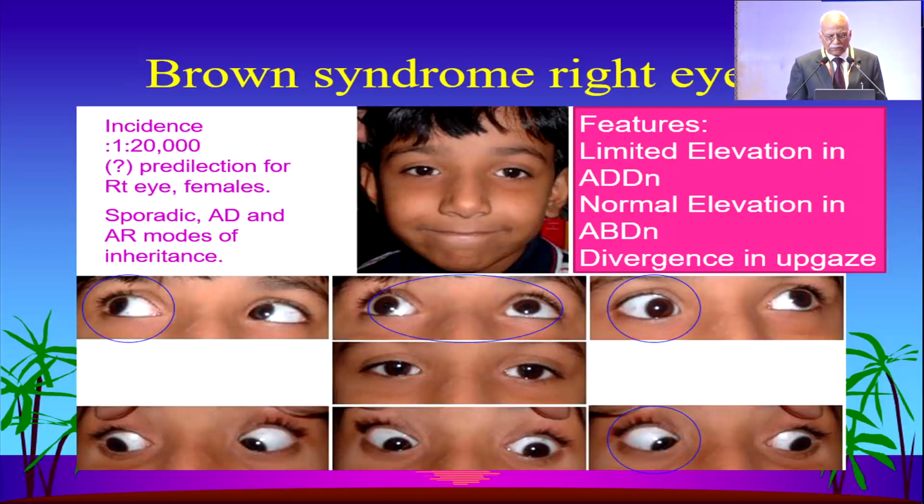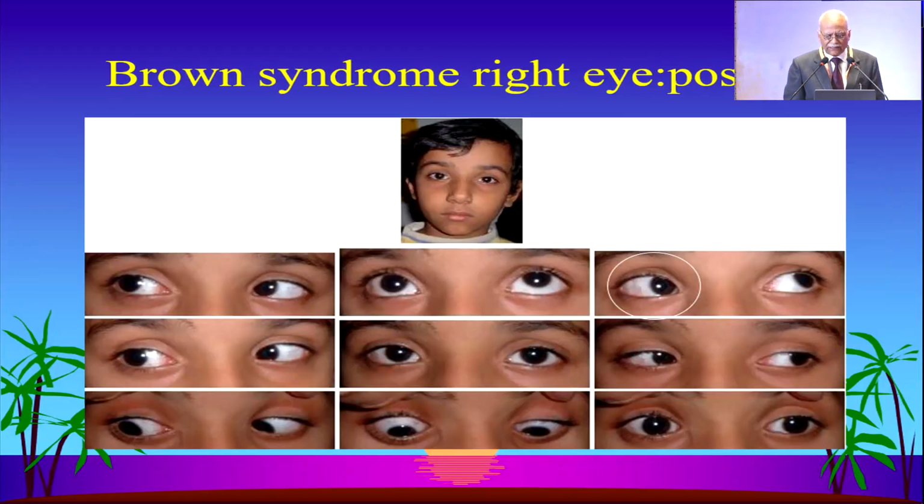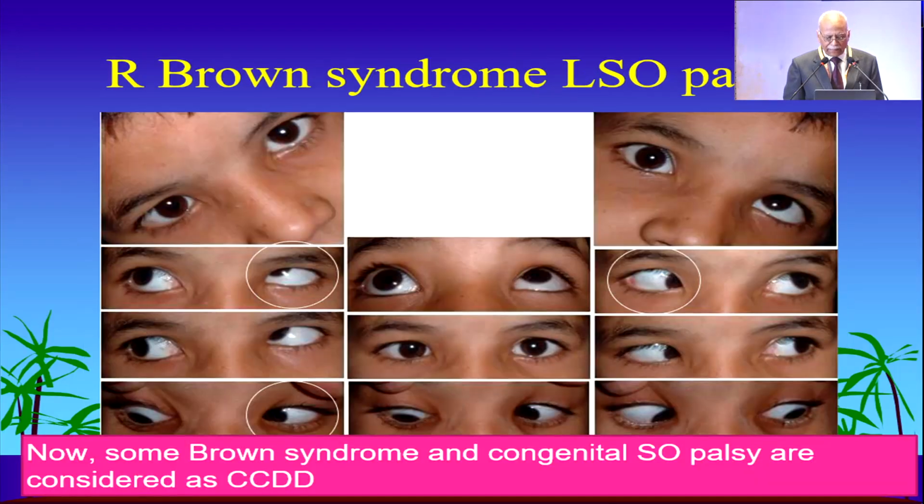So Brown syndrome, these are the features, 3 key features you have to remember as a PG. Limited elevation in adduction, normal elevation in abduction, and a divergence in up gaze, or like a Y pattern in up gaze. If you have these 3 points, you will always have a Brown syndrome. Keep it in mind. And in addition, look for if there is an associated superior oblique overaction. Then it becomes a Brown plus. If you look into the fundus, you might see an intorsion in this. So this is a Brown syndrome right eye, post-op, after the same case which you saw earlier.